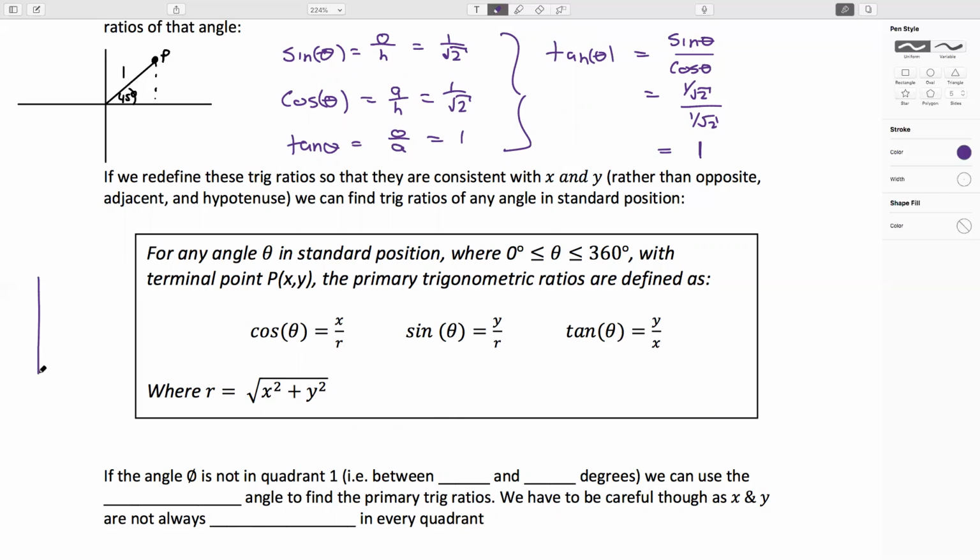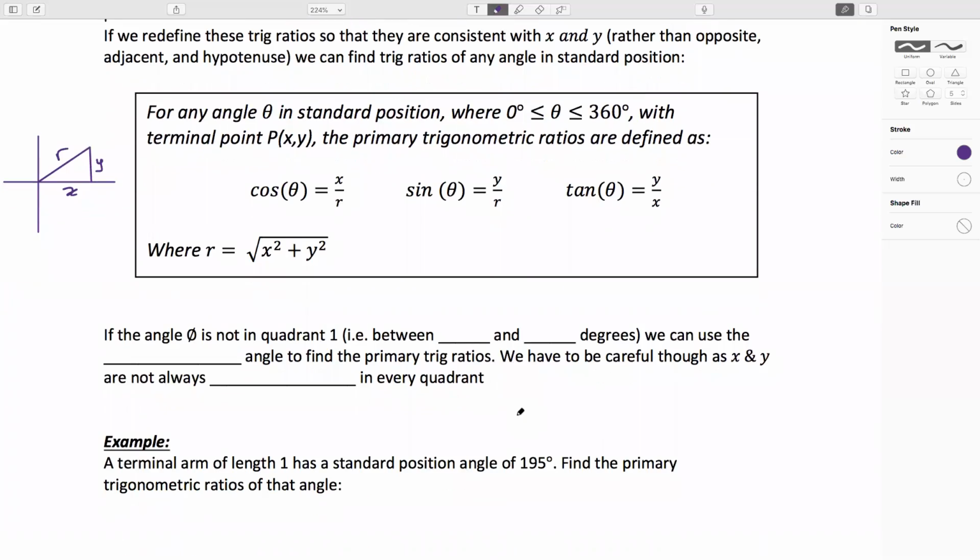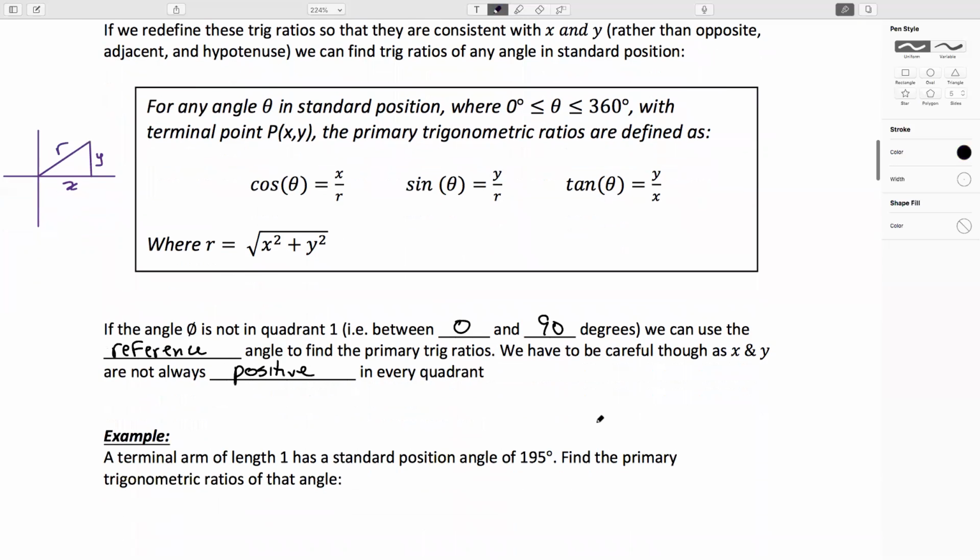So if you draw a triangle, this is x, this is y, and this is r. It's just SOHCAHTOA with different labels. But r is the square root of x squared plus y squared. If the angle theta is not in quadrant 1, for example, if it's not between 0 and 90 degrees, we can use reference angles to find the primary trig ratios. We have to be careful though, as x and y are not always positive in every quadrant. And this is what I was talking about on the first page.